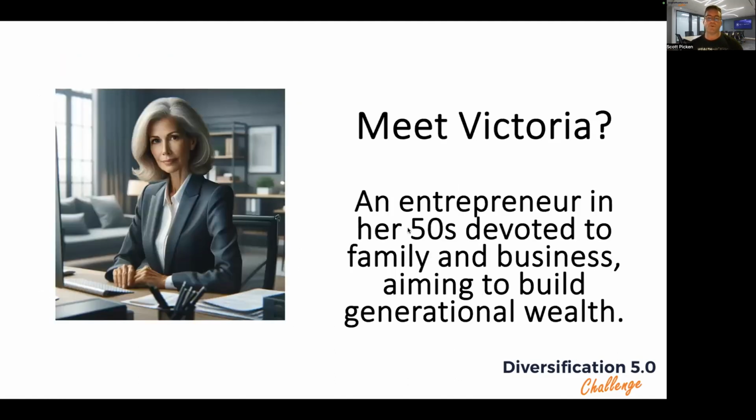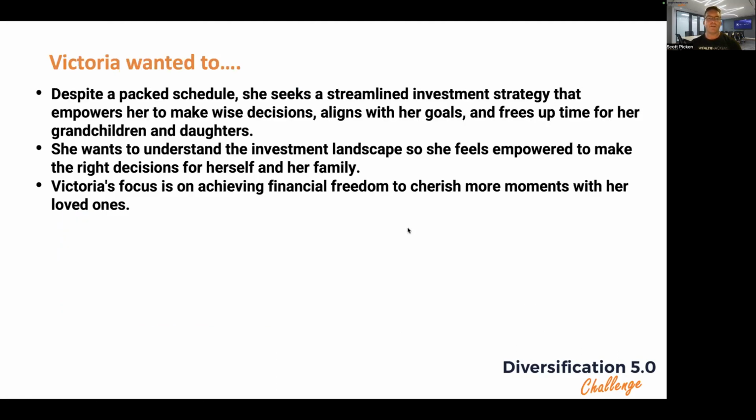Or it's Victoria. She's an entrepreneur in her 50s. She's devoted to her family and business. She's aiming to build generational wealth. She's got a packed schedule, but she seeks a streamlined investment strategy that empowers her to make wise decisions, aligns with her goals, and frees up her time for her grandchildren and daughters.